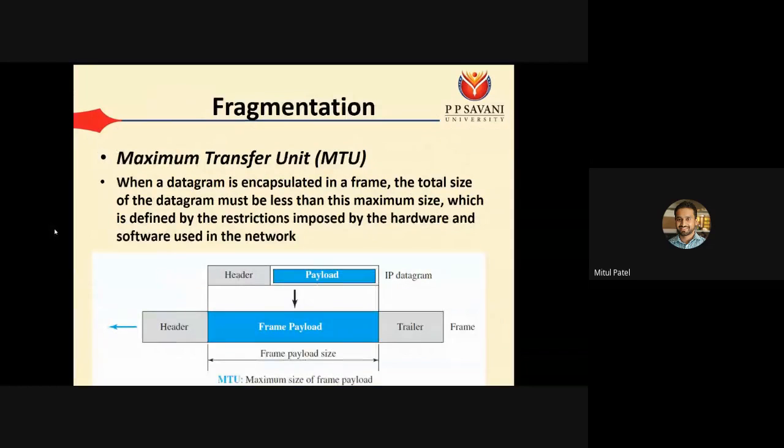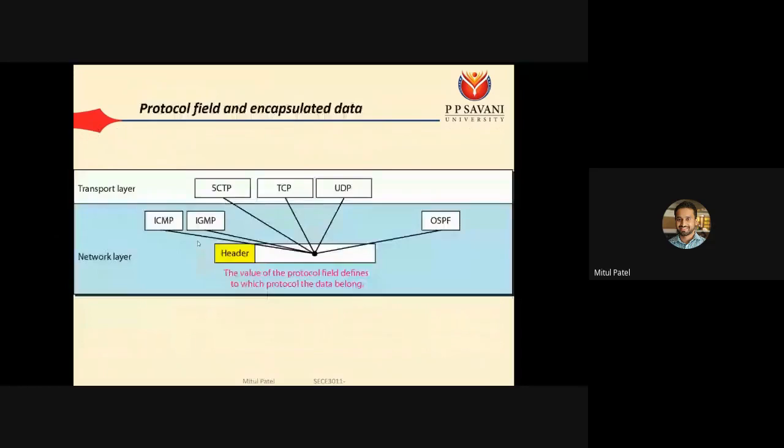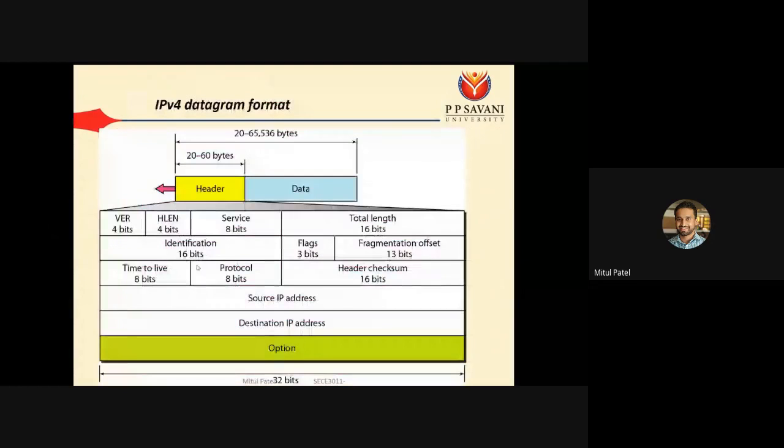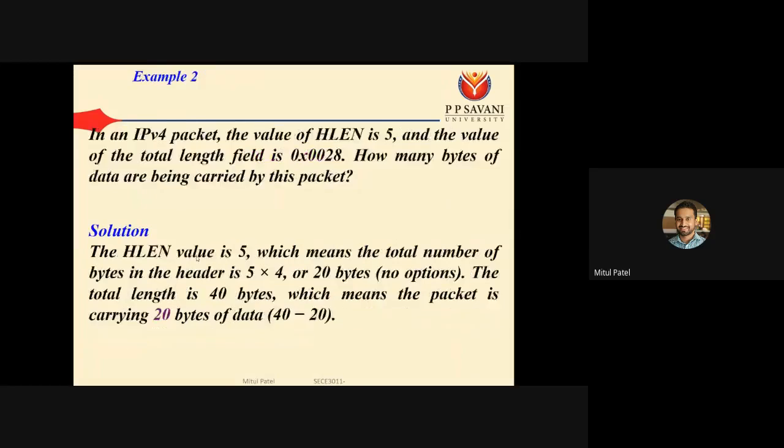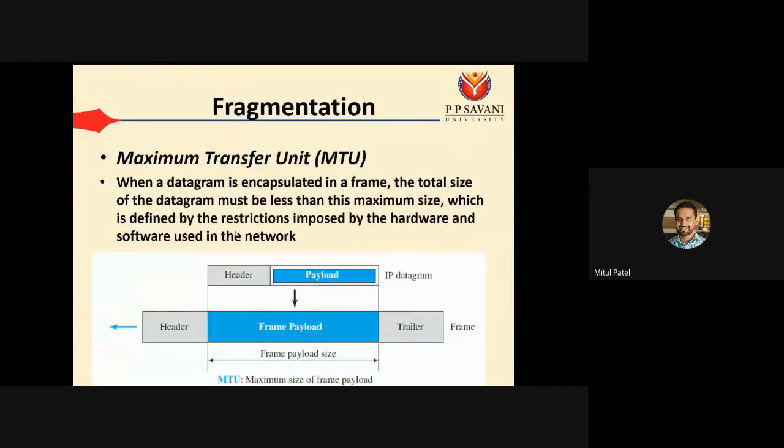Now one more question. We have seen all the fields, but we have neglected three fields: identification, flags, and fragmentation offset. I have said that these three fields are used for fragmentation. So what is the meaning of fragmentation? Before that, we need to define one term, MTU, maximum transfer unit.